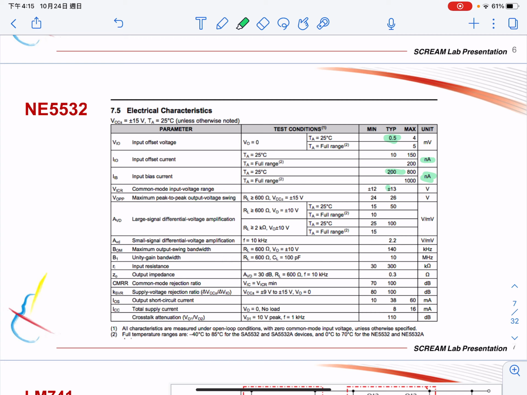The input voltage range is quite similar, plus minus 13 volts. The amplification gain is not very big compared to the 741 here. The output impedance is 0.03 ohm. It has a very high bandwidth, 10 megahertz. And the common mode rejection ratio and power supply rejection ratio are quite impressive, over 100 dB.